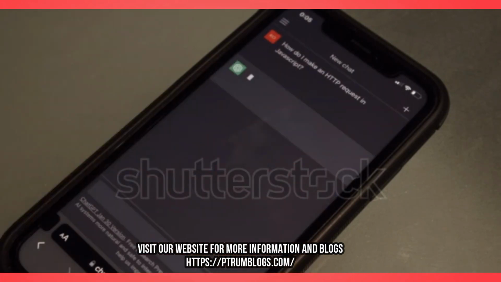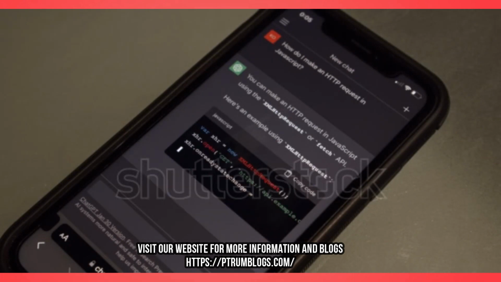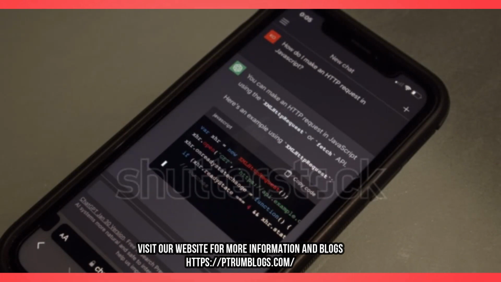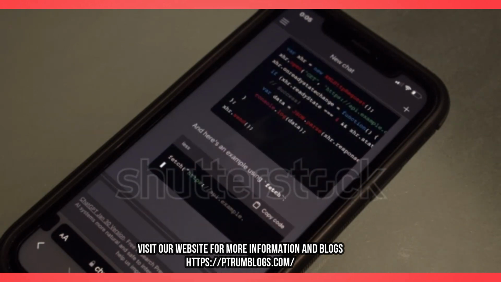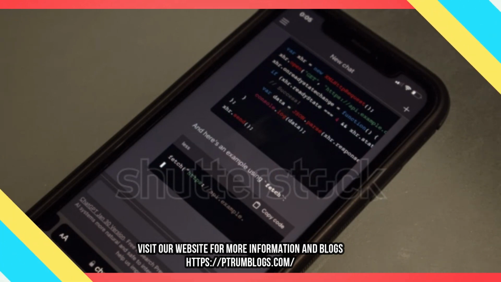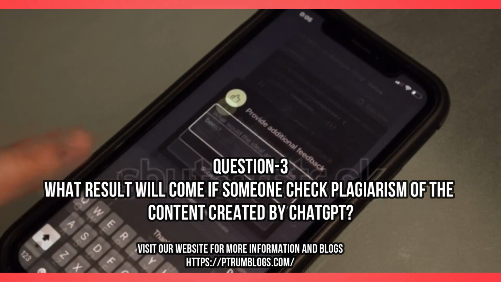Additionally, it's also important to comply with any licensing or usage restrictions that may apply to the use of ChatGPT or its output. For example, OpenAI has certain guidelines for using its GPT-3 model, including attribution requirements and restrictions on commercial use. What result will come if someone checks plagiarism of the content created by ChatGPT?